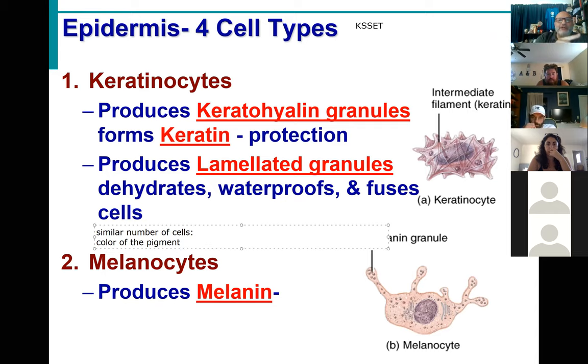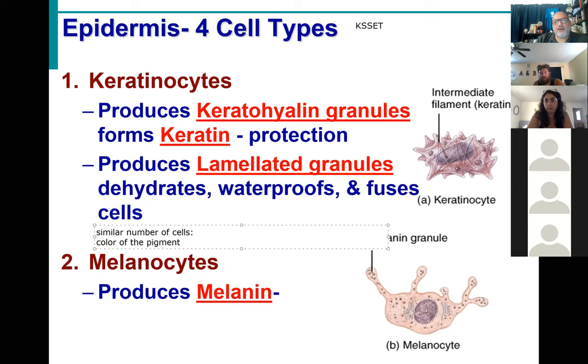Now, of course, which pigment you produce is genetically determined. So if I had two identical twins, are they always going to be the exact same color? No. Why not? Guessing here, but on the exposure to UV radiation?